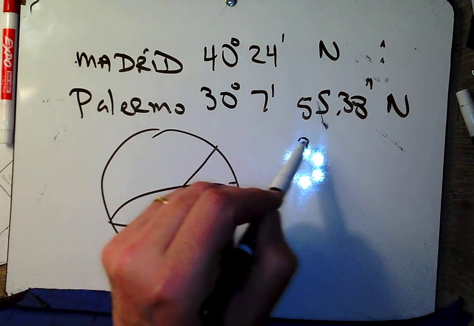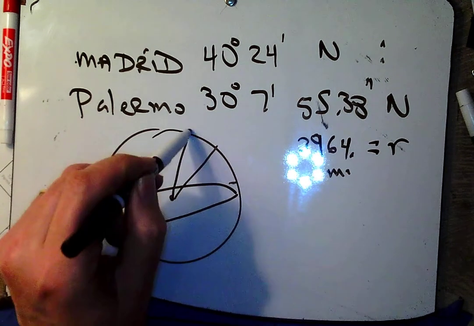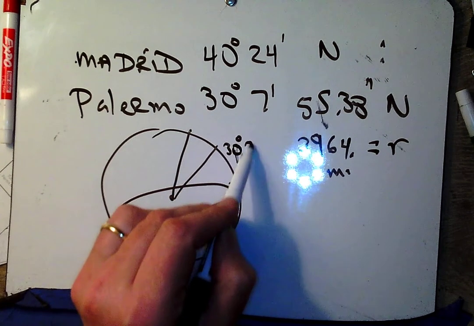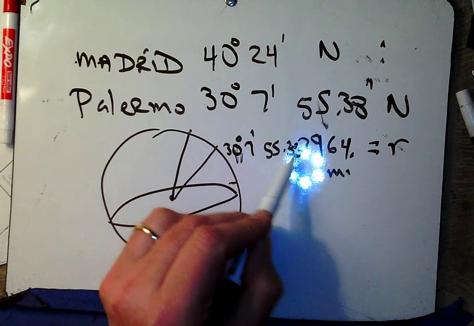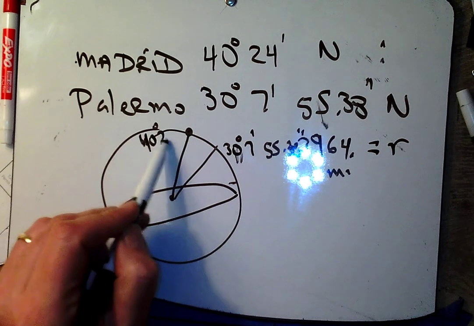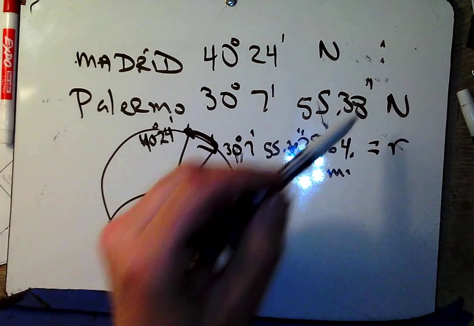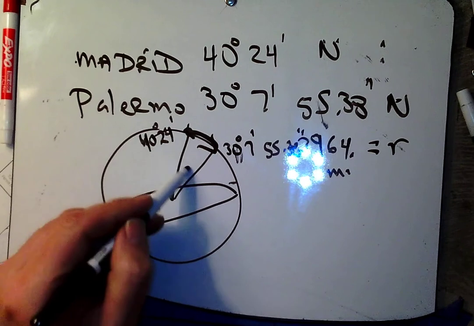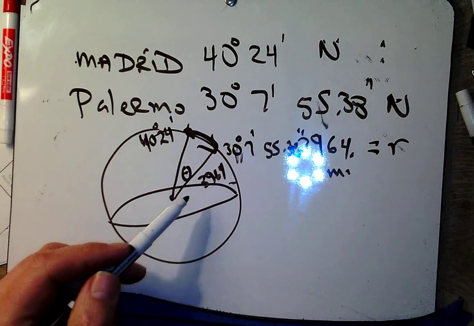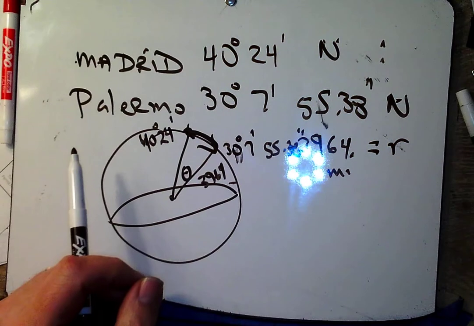Oh yeah, radius of the Earth is still 3964, and those are miles. So this is 30 degrees, 7 minutes, 55.38 seconds. And up here we have Madrid at 40 degrees, 24 minutes. We're looking for the distance between them, at least how far north this is of that. 3964. Okay. So, can you make that computation? Still no? Are you sure?